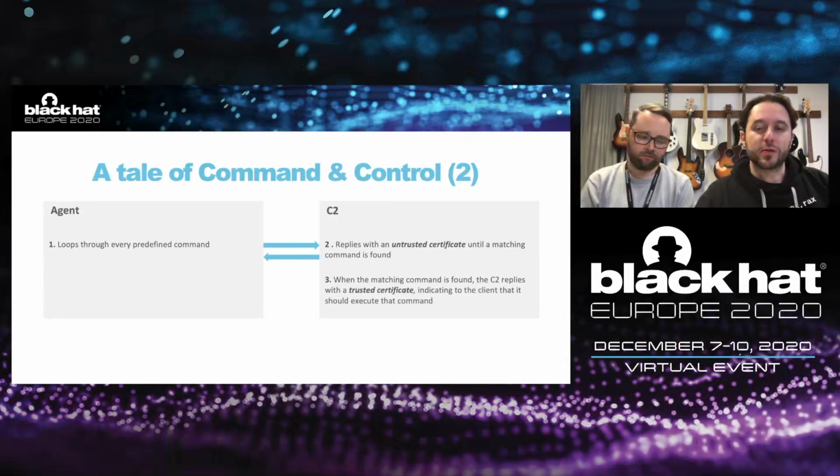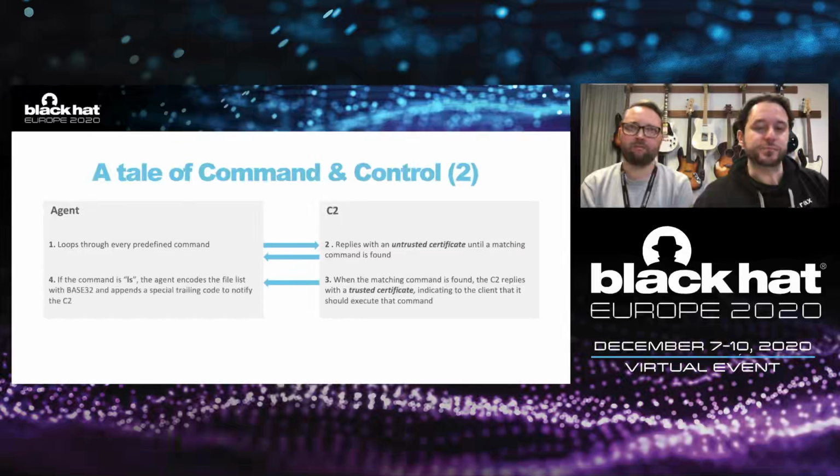Then, when the C2 is matching the command, it replies with a trusted certificate, indicating to the client that it should execute this very command. For example, if the operator has issued an ls command, the agent encodes the file list with base 32 and appends a special trailing code by the end of it, just to notify the C2 that the payload is over, and then it can just decode everything at once.